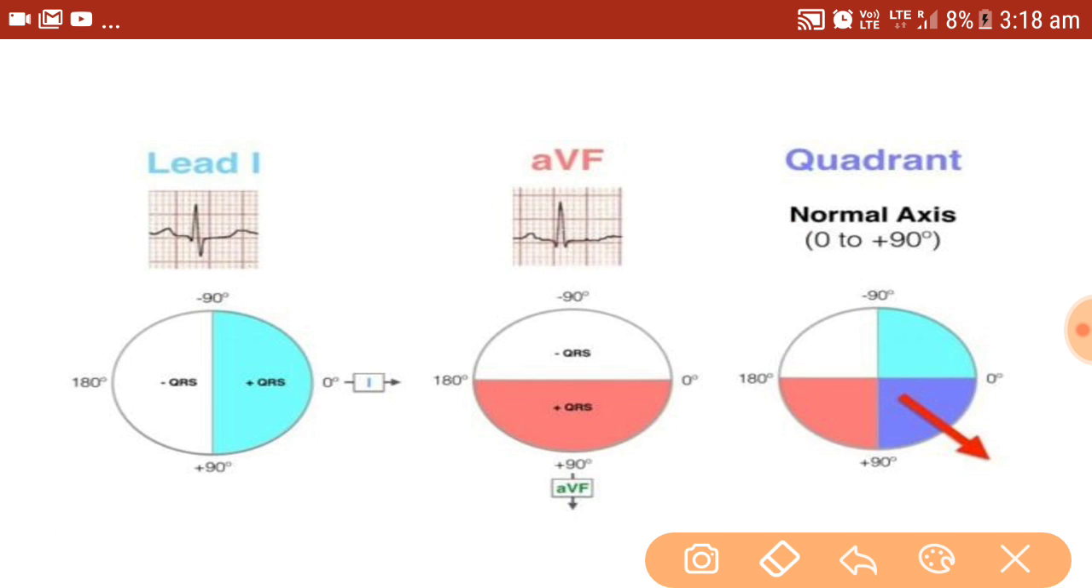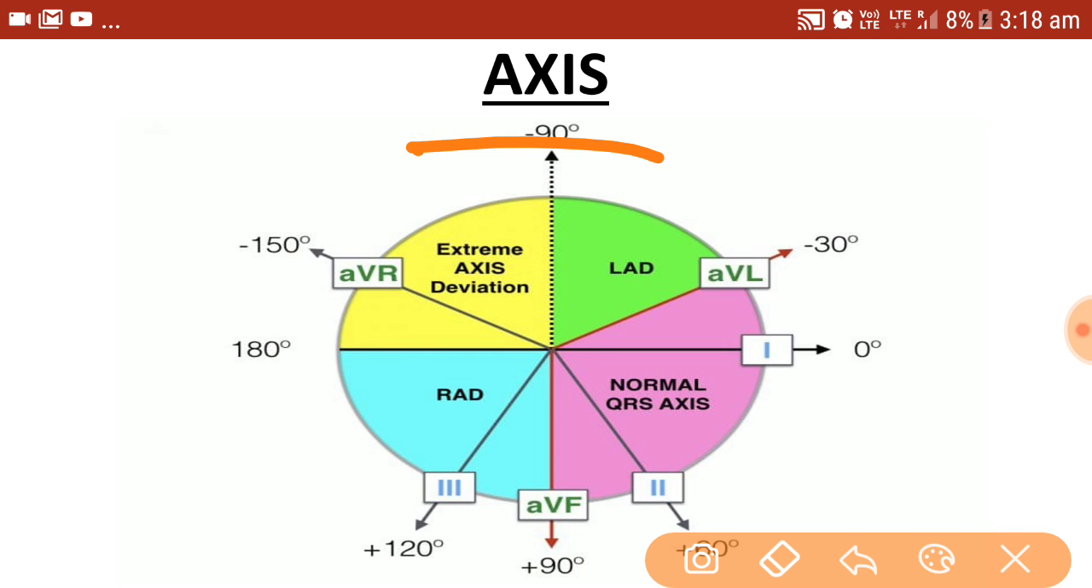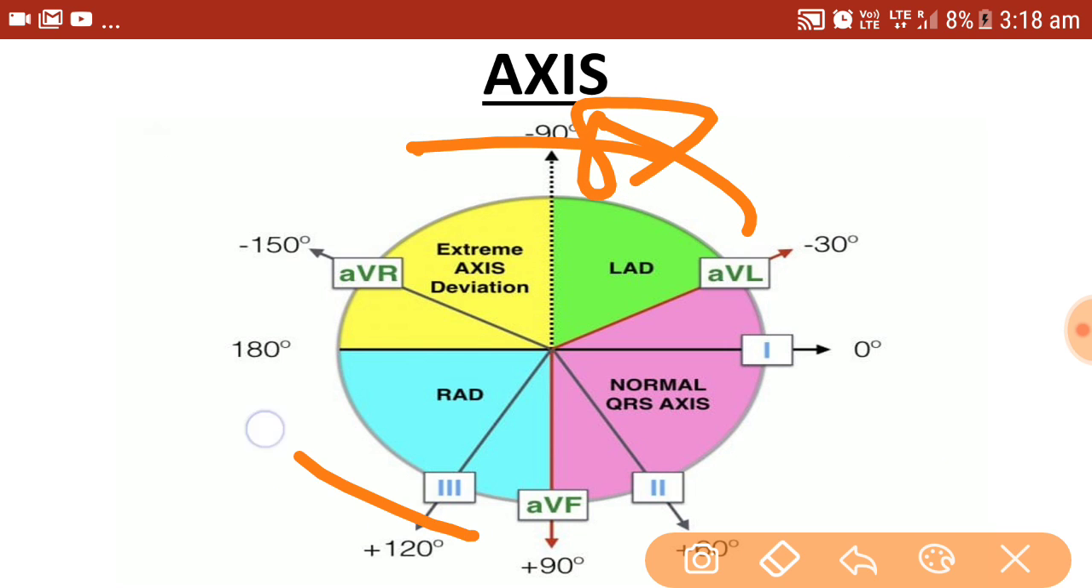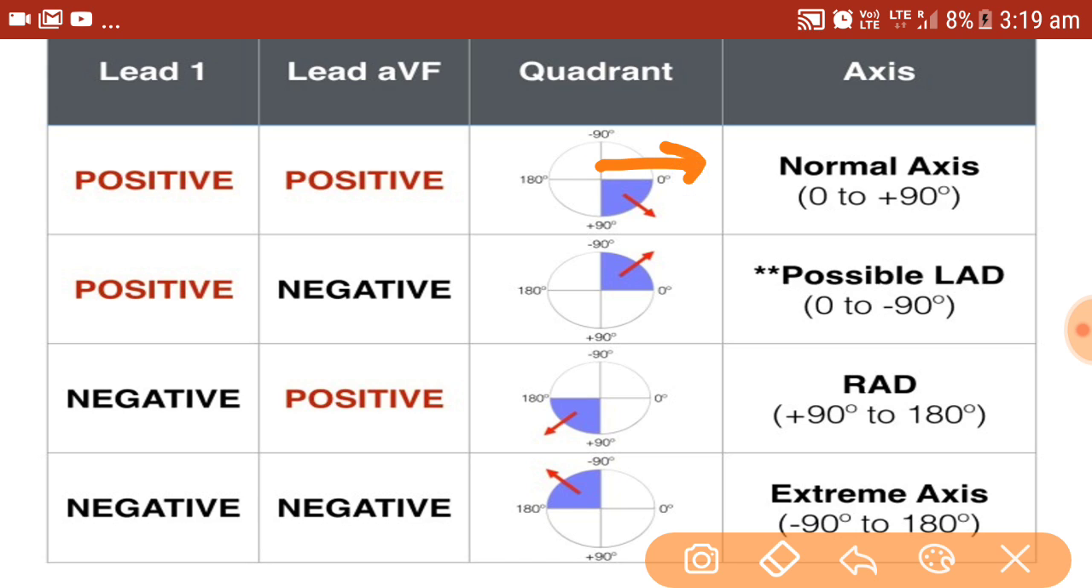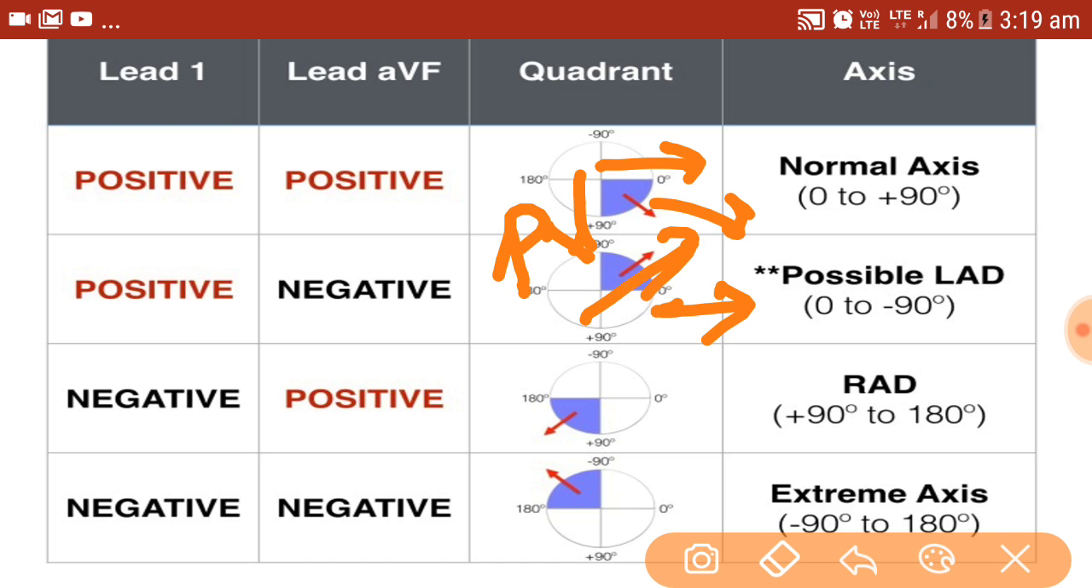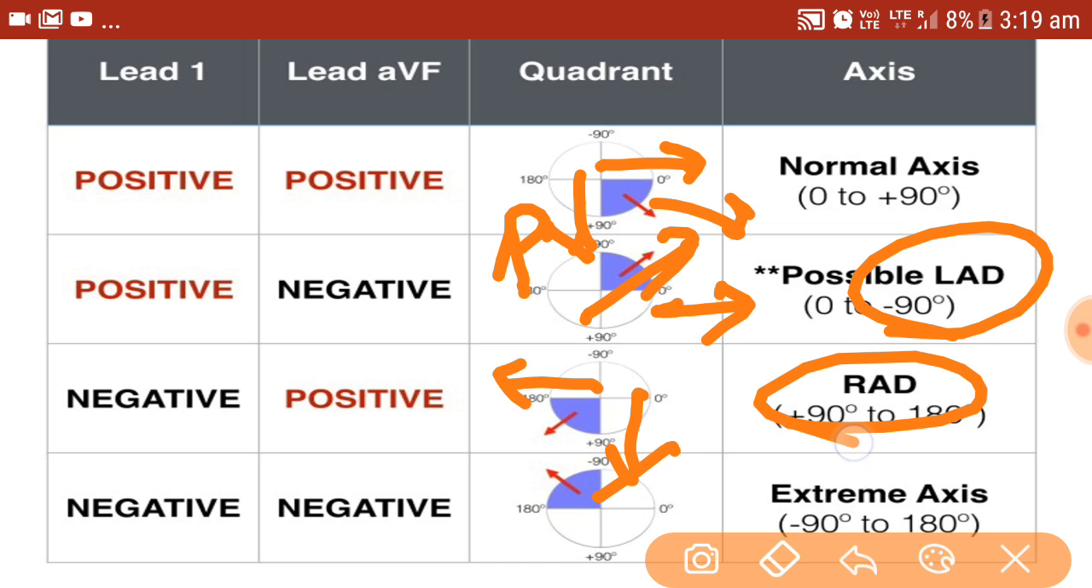Okay, so when you will see left axis deviation and when you will see right axis, when they are just like this, means when you get a curve in this part, it will be left axis. When you get a curve in this part, it will be right axis, and here it will be extreme axis. I'll show you with every situation. So lead 1 positive, lead AVF positive, so it is normal axis as already discussed. Lead 1 positive, lead AVF is negative, that is upside, so vector going this side, that is left axis deviation possibly. Lead 1 is negative, lead AVF is positive, that is here, that is right axis deviation, and both negative is the extreme axis.